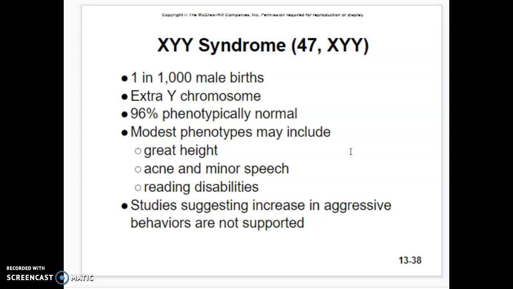Normally, you're 96% normal, really, though you'll be a little taller, generally have more acne problems, some reading disabilities. There were originally studies that suggested that people with this were more aggressive. That's because they were only doing these karyotypes from people of prison populations. So they saw it more there, but when they actually looked in the regular human population, it turned out that it was about the same percentage. So it's not a big deal in terms of aggressive behavior.